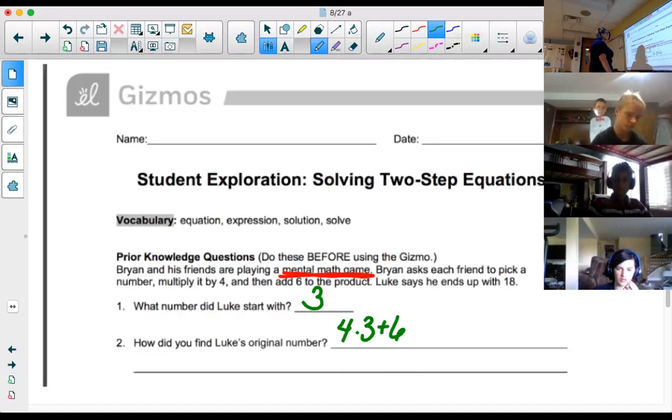So the first time when you came up with the 3, was that like guess and check? You thought 3 might be the right number? Yeah. Okay, anybody have another way that they did it? That is right, Omar's right, but there are other ways to do this. Anybody have another way? Diesel?